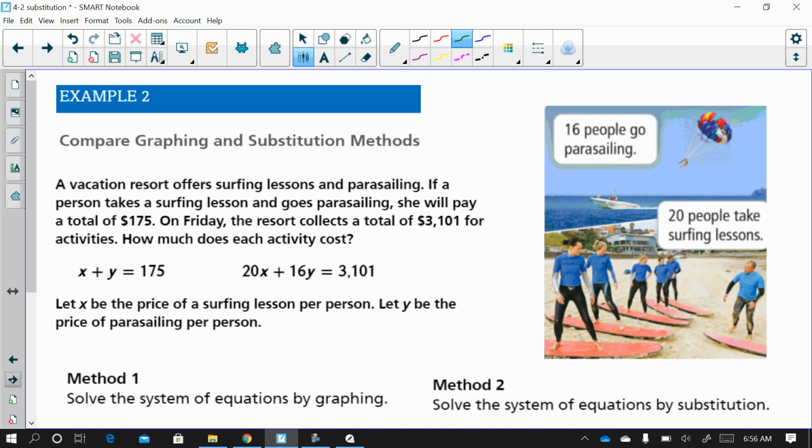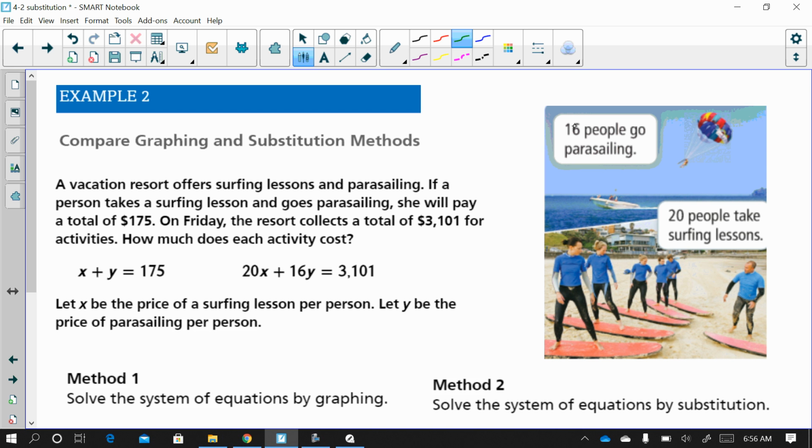A vacation resort offers surfing lessons and parasailing. If a person takes a surfing lesson and goes parasailing, she will pay a total of $175. On Friday, the resort collects a total of $3,101 for activities. How much does each activity cost? Well, we also need to look at the picture. Notice 16 people go parasailing and 20 people take surfing lessons.